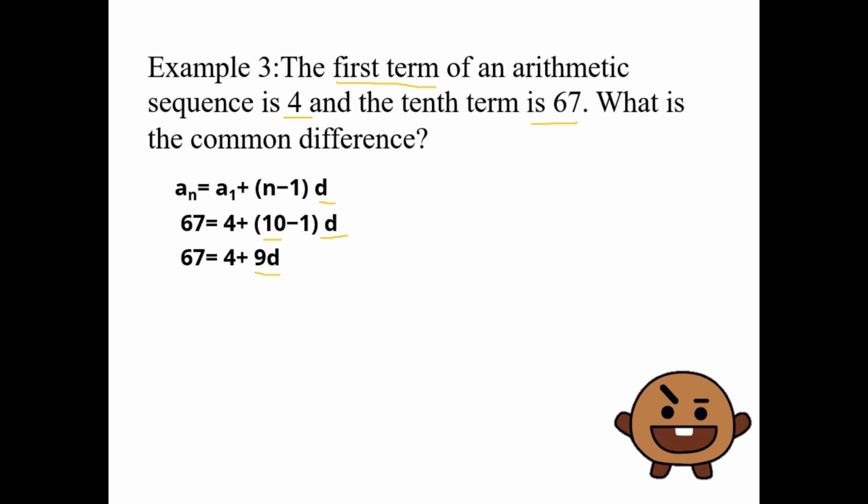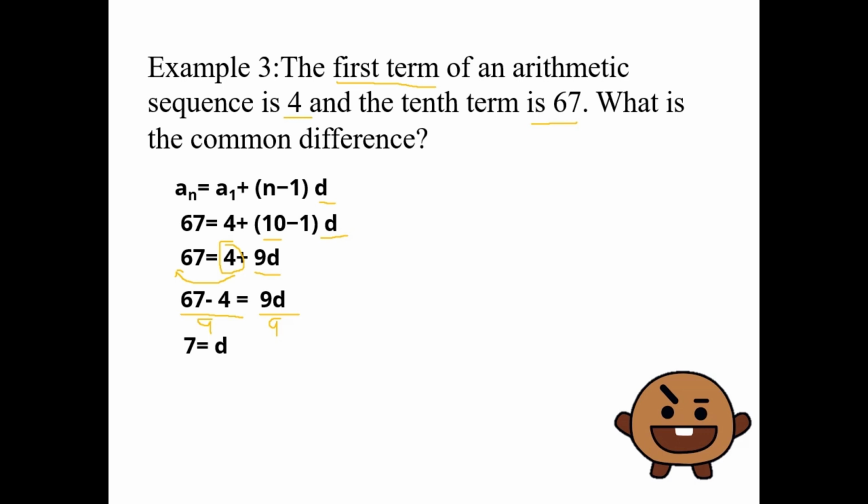Then, we solve for D by subtraction property of equality. We need to make sure that the D will remain on the right and then the constant number will be transferred to your left side. So this is the constant that should be transferred here on the left. And for our next step, that's 67 minus 4, which is equal to 9D. And after that, we are going to divide both sides by 9 to solve for the final answer, which is 7.